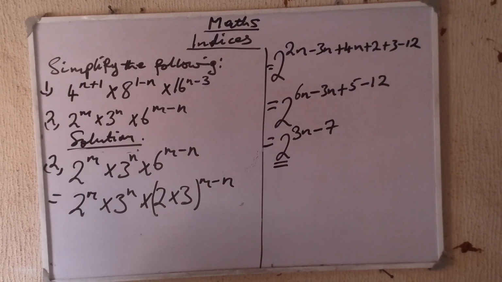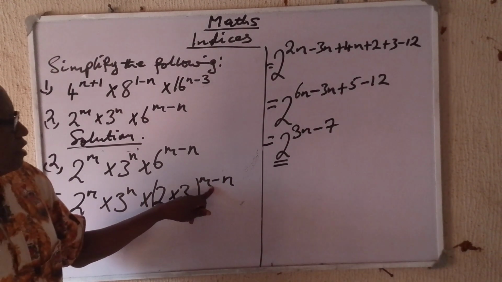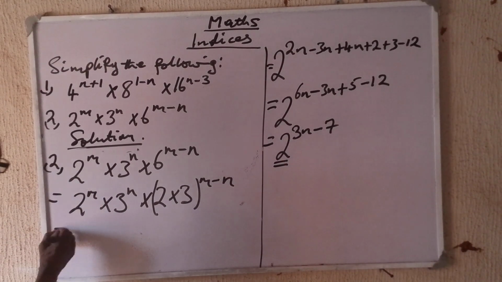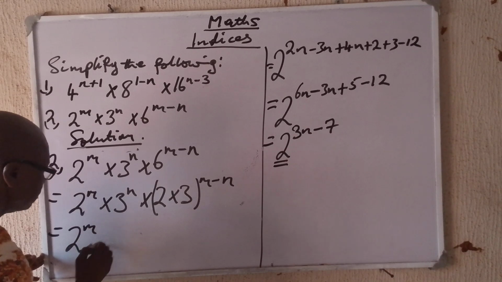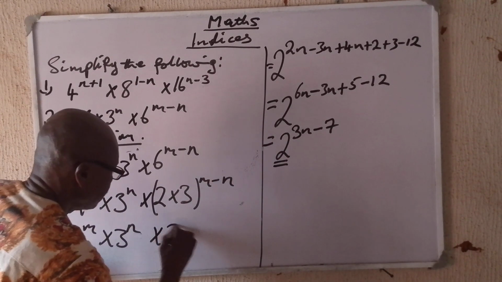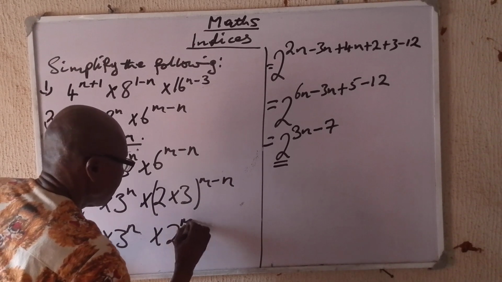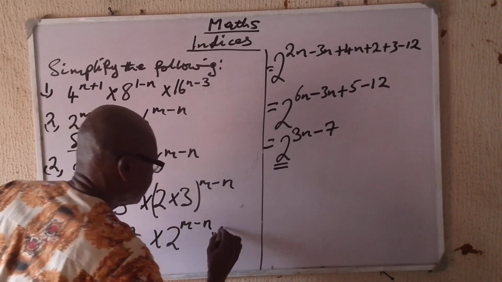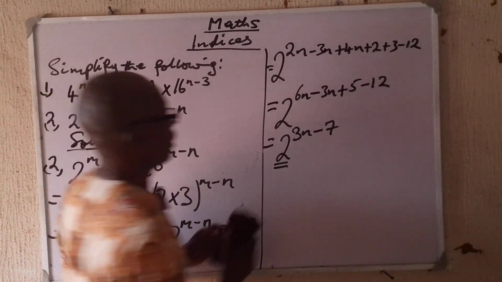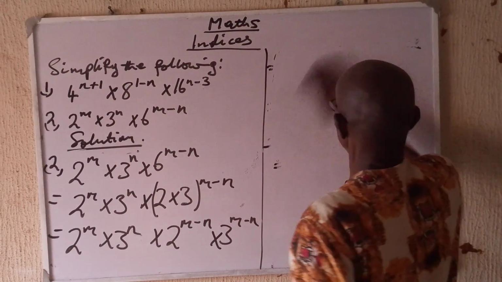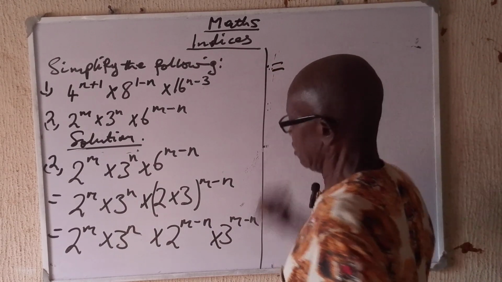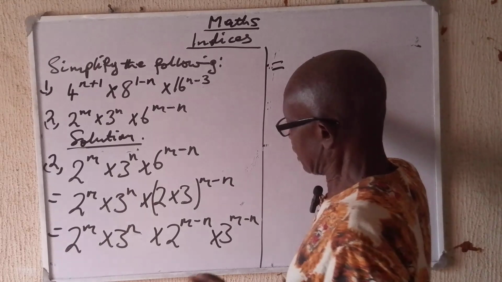If we open the bracket, we have to multiply this power by the powers of whatever is inside, and that will give us 2 raised power m times 3 raised power n multiplied by 2 raised power m minus n times 3 raised power m minus n. Again, we move on by bringing everything together. Collect your like terms.